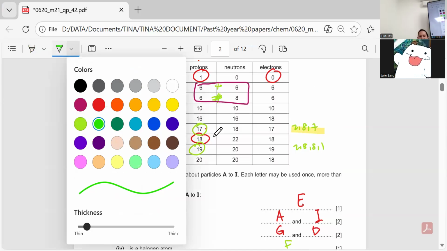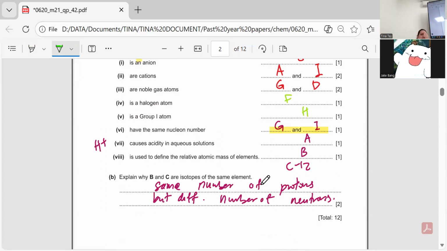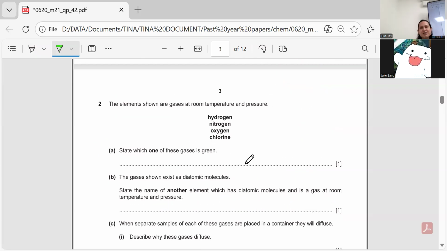So this one: 20 plus 20 and 18 plus 22 both give you 40. Because acidity is a proton, so it's A. The standard used for relative atomic mass is carbon-12. Y, B, and C are isotopes of the same element, same number of protons but different number of neutrons. Okay? Now let's continue.